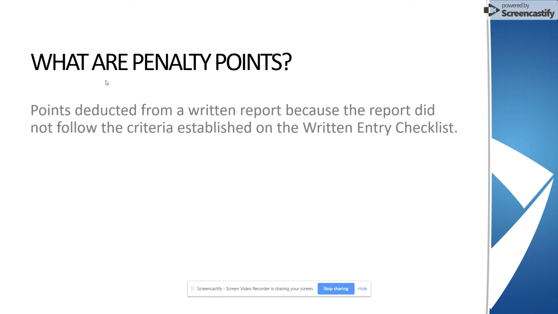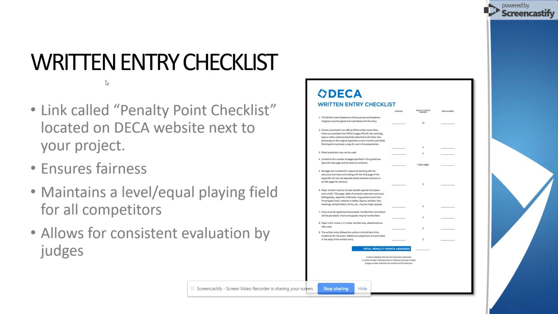So here are some things that people commonly forget or lose points on. Again, penalty points are those things deducted from the written report because the report did not follow the criteria established on the written entry checklist. So as you're following along with this checklist, I want to point out to you things that are common as well as ways to avoid penalty points.